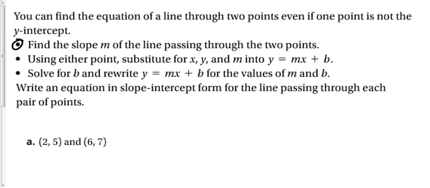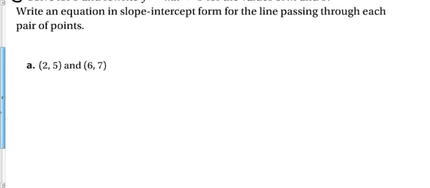First, find the slope of the line passing through the 2 points. Next, using either point, substitute it back into the formula. We're going to substitute x, y, and m into y equals mx plus b. Then we're going to solve for b. And then finally, we're going to write the equation in slope-intercept form. So how would we do that?